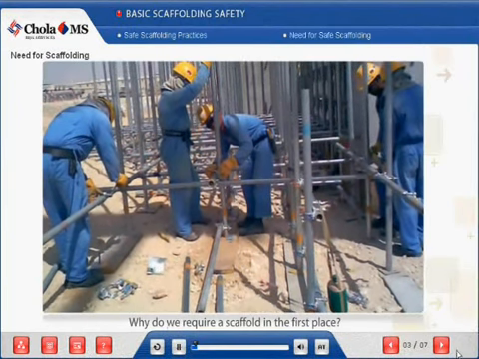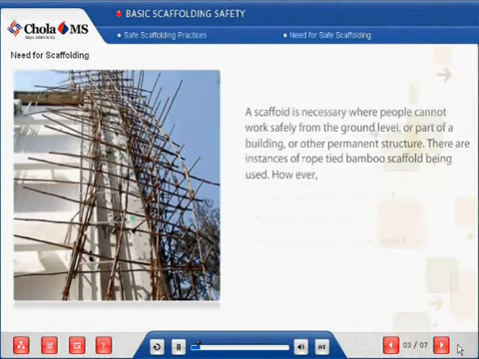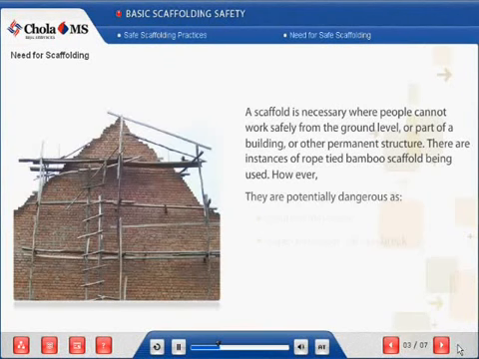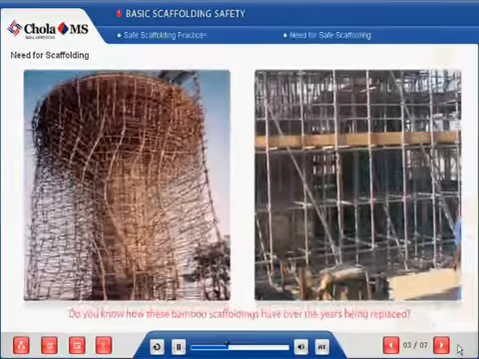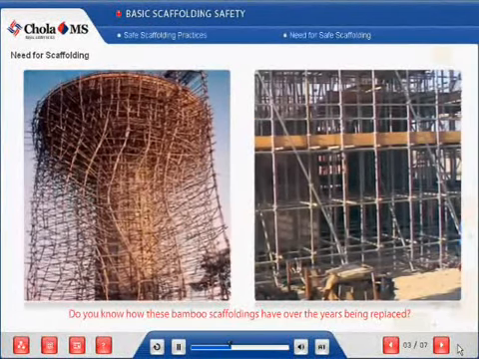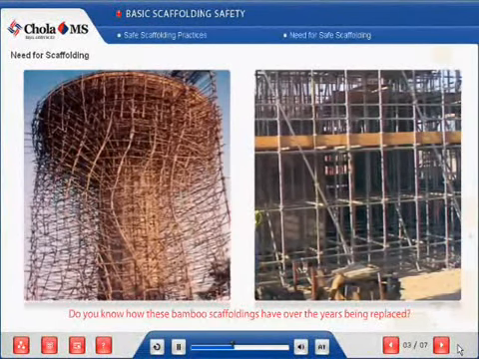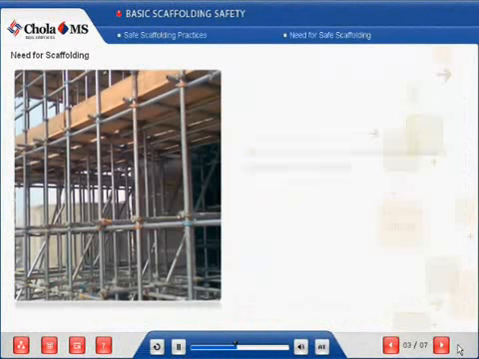Why do we require a scaffold in the first place? A scaffold is necessary where people cannot work safely from the ground level or part of a building or other permanent structure. There are instances of rope-tied bamboo scaffolds being used. However, they are potentially dangerous as bamboo may crack or ropes may wear out and break. Do you know how these bamboo scaffoldings have over the years been replaced by metal scaffoldings?